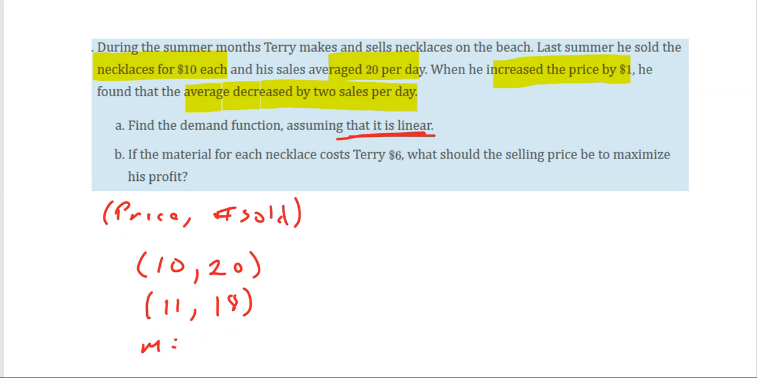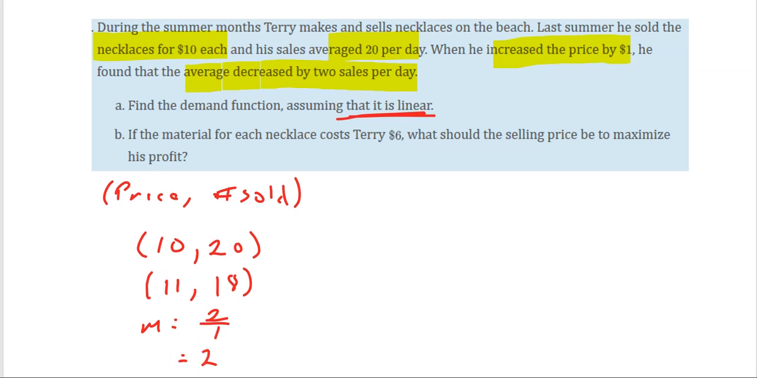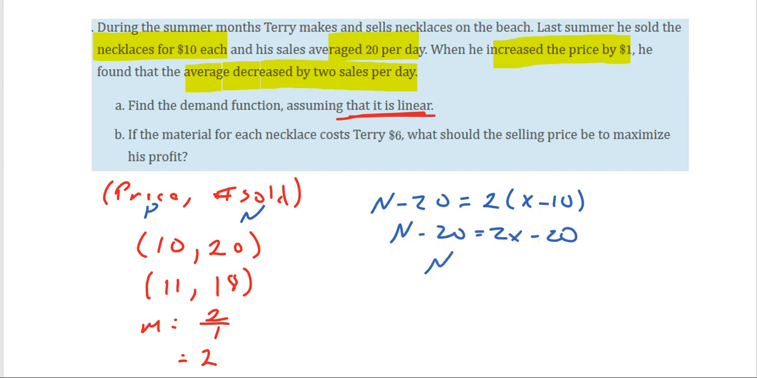So of course the slope is going to be 2 over 1, or 2. So my demand equation, we're going to call the price P, and the number sold I'm going to call N, or my XY coordinates. So we're going to have N minus 20, the Y minus the Y coordinate, equals 2 times X minus the X coordinate. So N equals 2X.